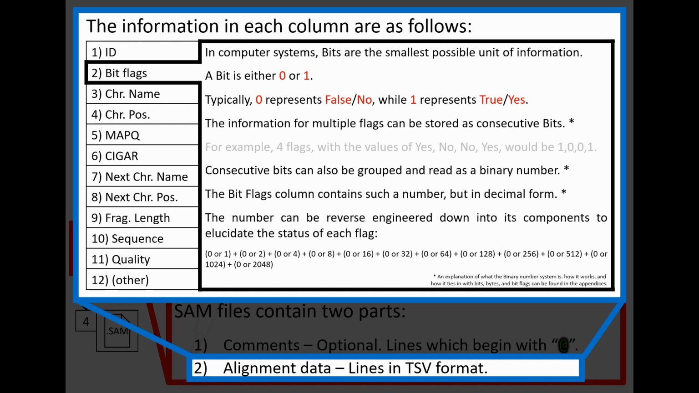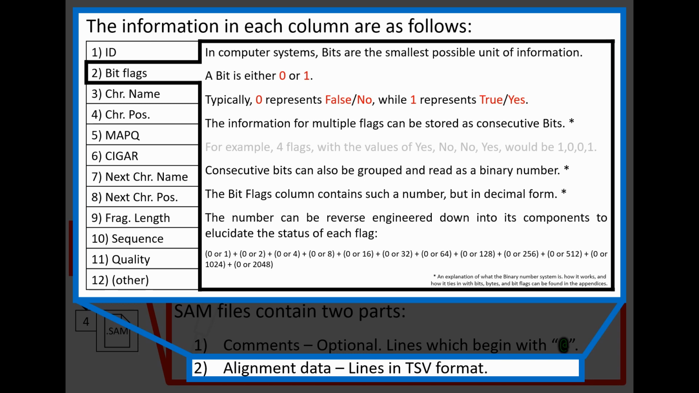To properly understand the bitflag system, we would need to understand basic computer architecture. In computer science, a bit is the smallest possible unit of information. It can be either 1 or 0. Typically, 1 represents true/yes, while 0 represents false/no. The information for multiple flags can be stored as consecutive bits. For example, 4 flags with the values of yes, no, no, yes would be 1, 0, 0, 1. If read as a binary number, this would be equal to the decimal number 9. In reverse, we could break the number 9 down into 8 plus 0 plus 0 plus 1, and reverse engineer the bit flags from that number.